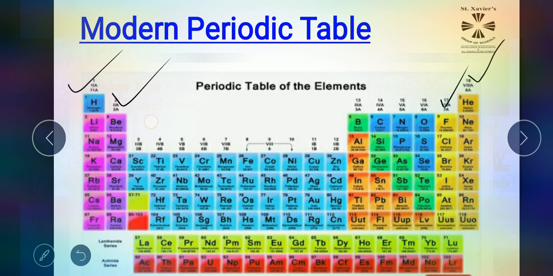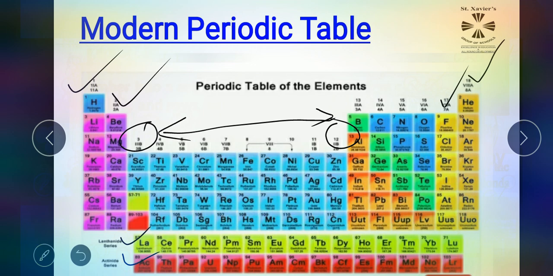When you talk about groups 3 to 12, they are called transition elements, students. When you see the lanthanide and actinide series, they are in the modern periodic table only. This green color place is for lanthanide, and the second, red color, is for actinide, students.